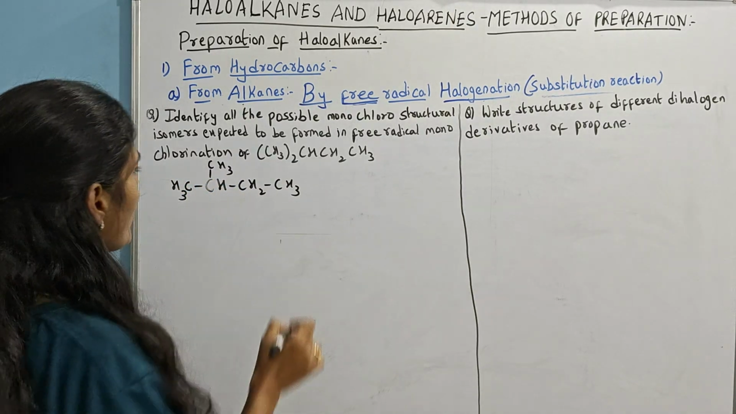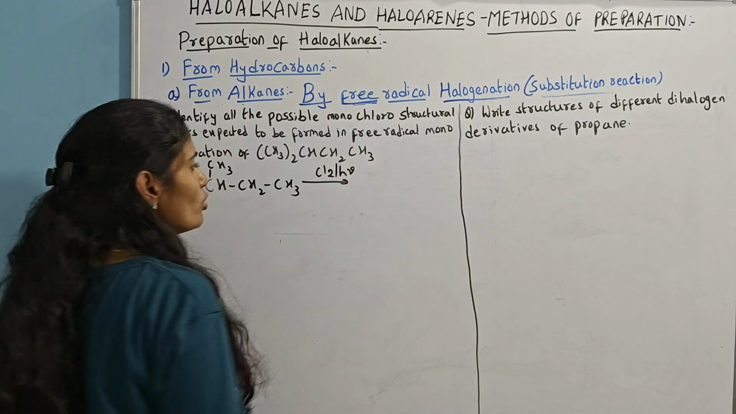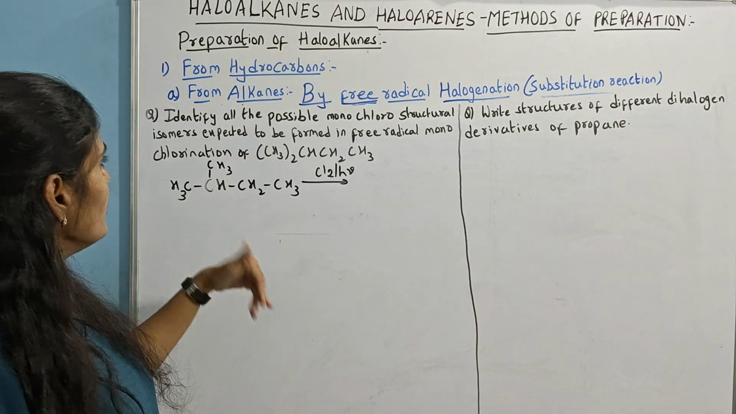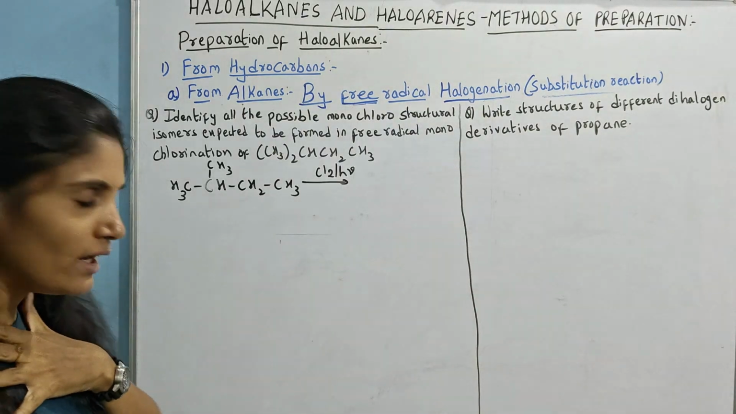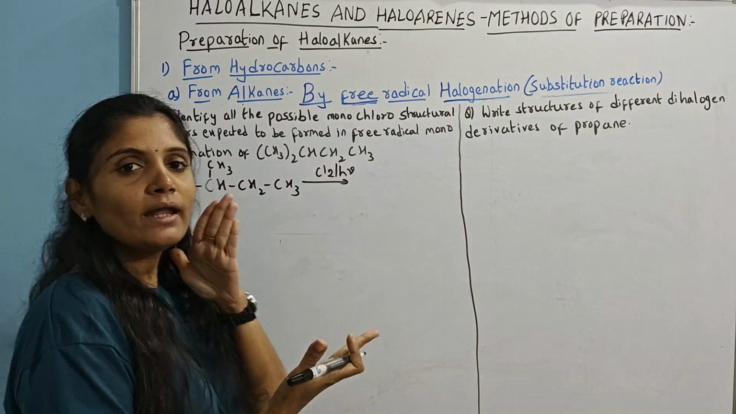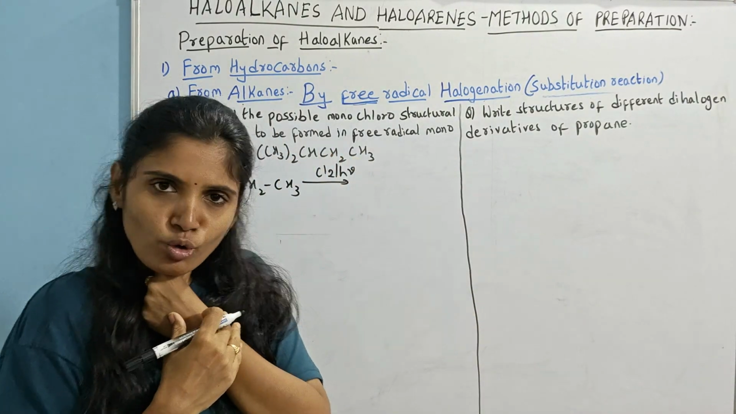For this, what should I do? I should be doing monochlorination. I can't do dichlorination, I have to do monochlorination, and see how many possible monochlorostructural isomers I can get. Now here you can see how many types of hydrogens are there, those many types of monochlorinations I can do.